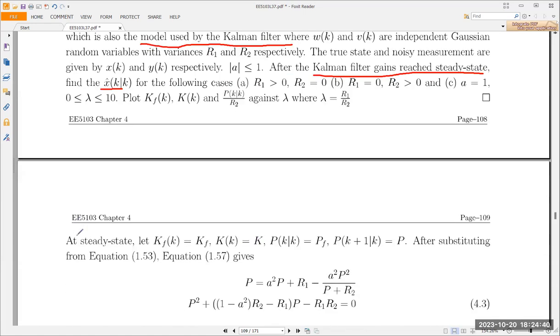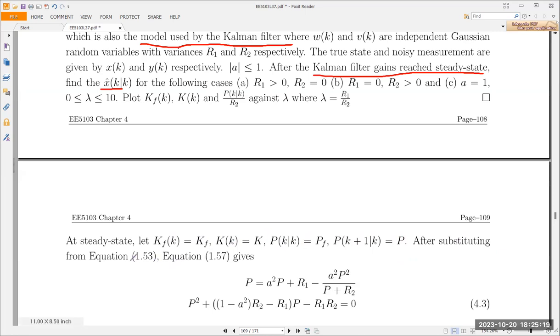Okay, let's look at part A. Now, at steady state, the sampling k is irrelevant because, let's say after k goes to 10 is steady state, so small k going to 10, 11, 12, 13, 14 is irrelevant. So it is equal to a constant. KF is equal to a constant KF. It will not change anymore. K is equal to a constant K. P(k|k) I call PF. P(k+1) I call P. So all these are constants because they reach steady state.